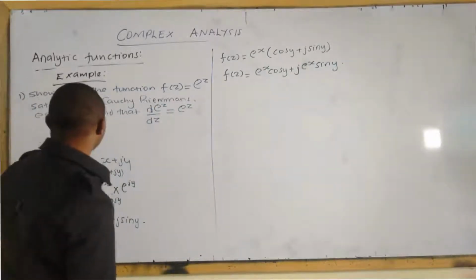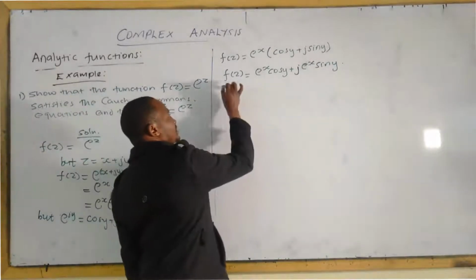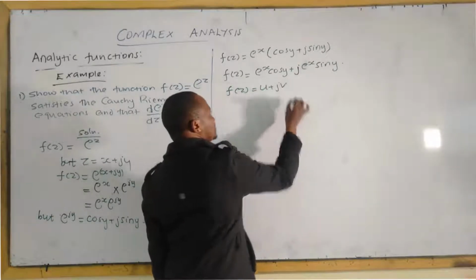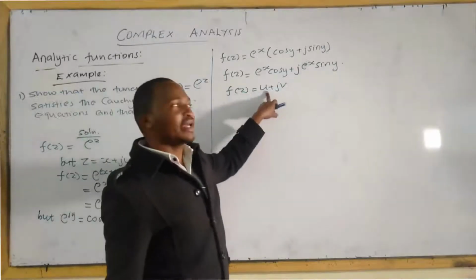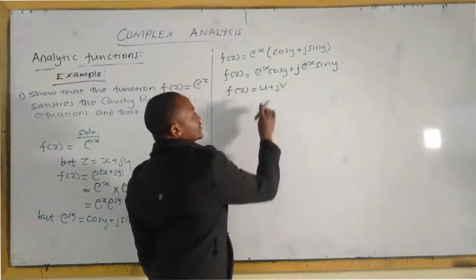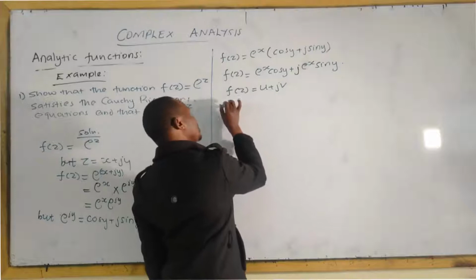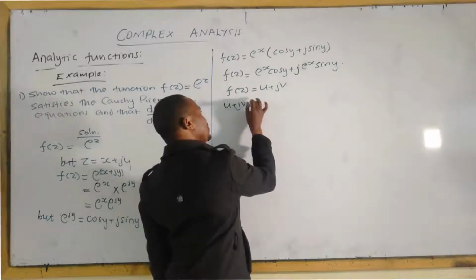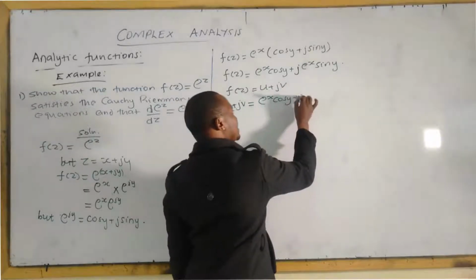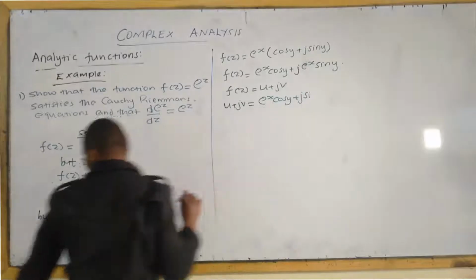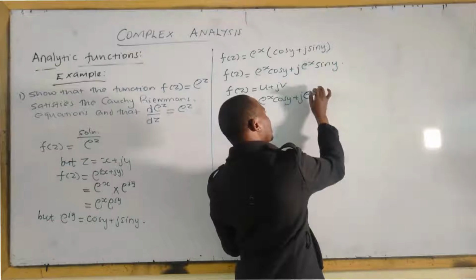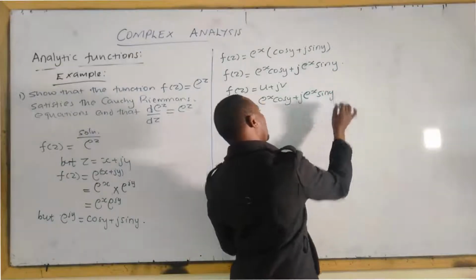Also remember that function z is equal to u plus jv, where u is a function of x and y and v is a function of x and y. But you don't have to keep on saying so. So we simply say here function z is u plus jv, which is equal to exponential x cos y plus j exponential x sin y.